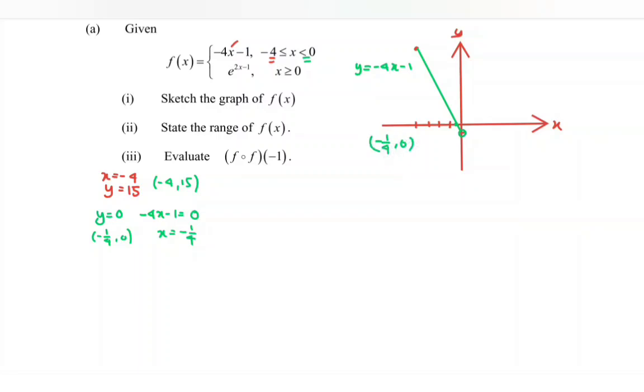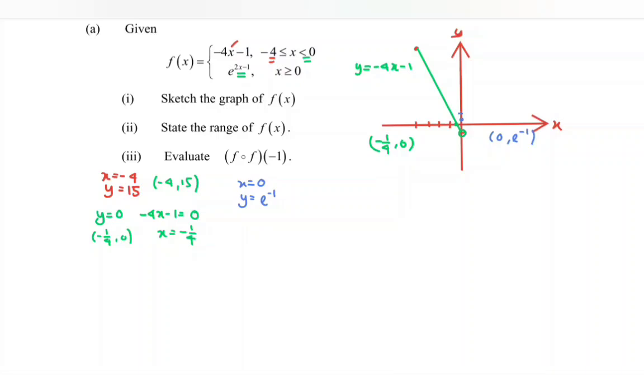Next is to sketch the exponential graph. So now we are going to focus on e to the power of 2x minus 1. If we substitute 0 in here, when x is equal to 0, the value of y will be e to the power -1. By referring to the calculator, we have almost 0.36. So let's say here we have 1. So here will be the point included, where we have 0, e^-1.